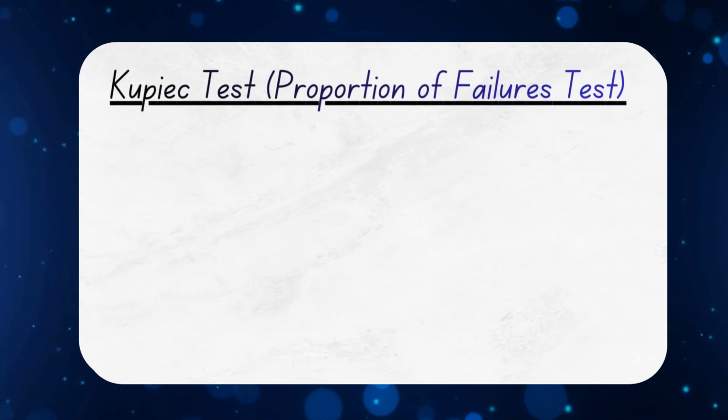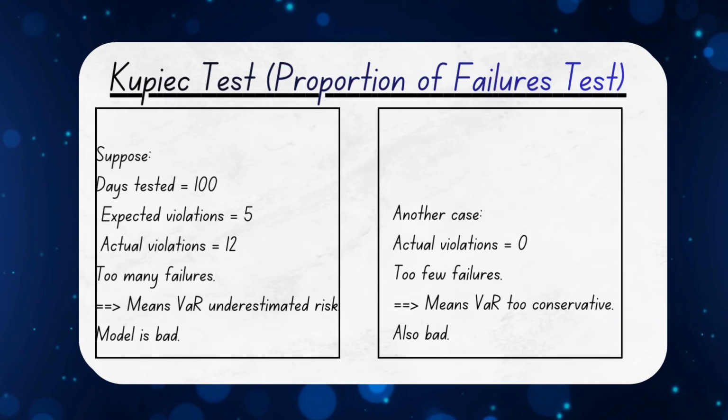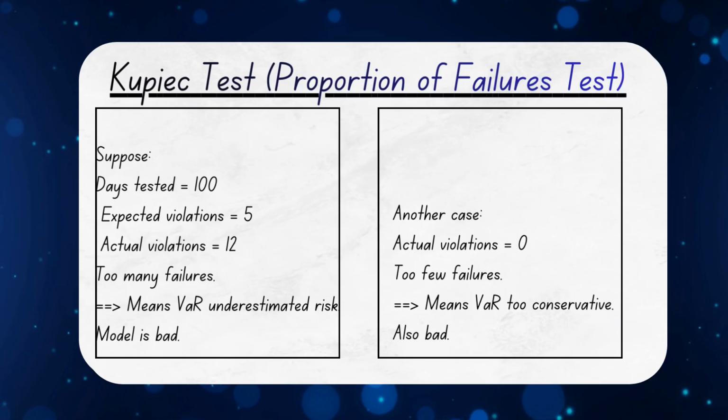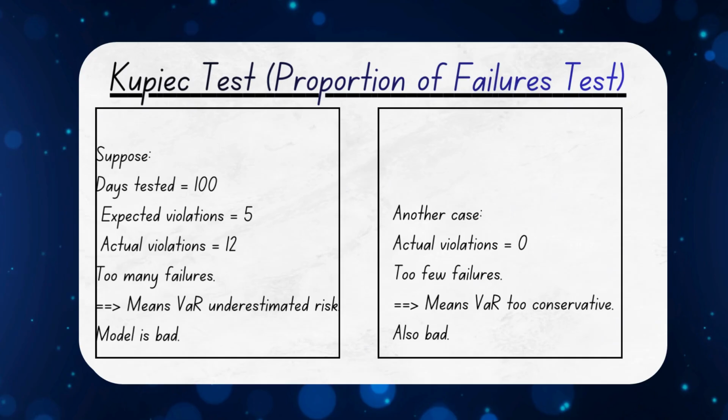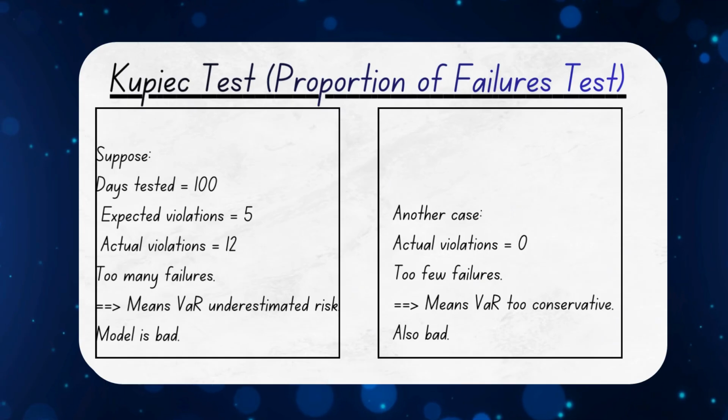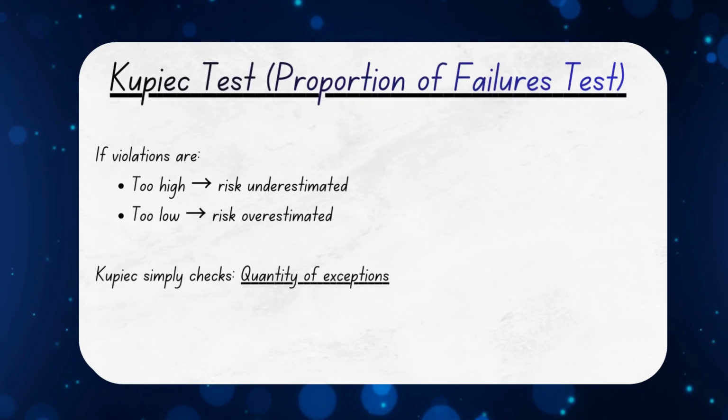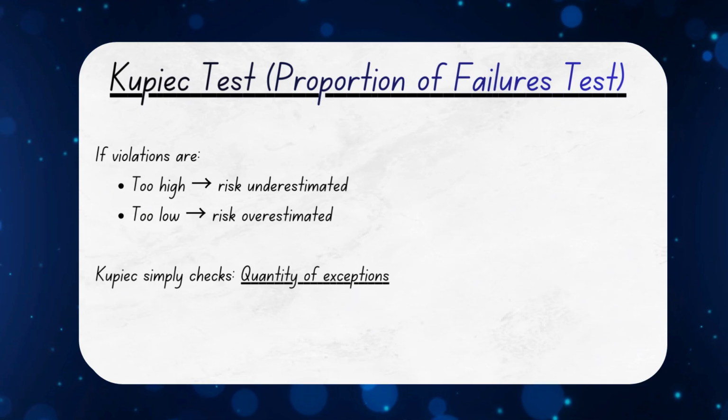If the actual number is much higher, say 15 or 20, then clearly the model is underestimating risk. Losses are happening more often than predicted. On the other hand, if there are almost no violations, maybe 0 or 1, then the model is too conservative and overestimating risk. That's also not ideal because it makes the bank hold too much unnecessary capital. So the Kupiec test simply checks the quantity of exceptions. You can think of it like counting how many times the model failed. If the count is about right, the model passes. If not, it fails.